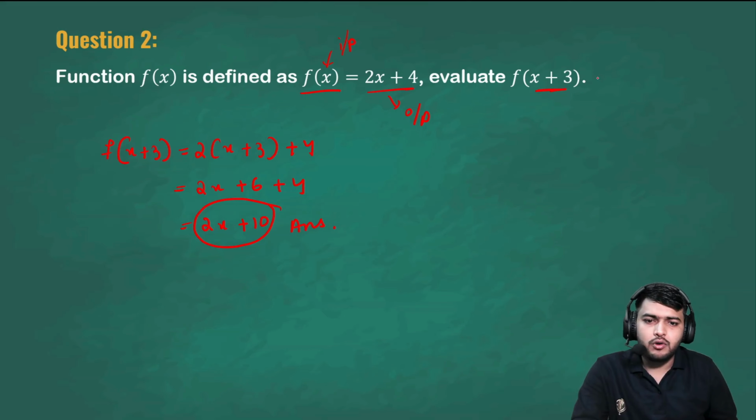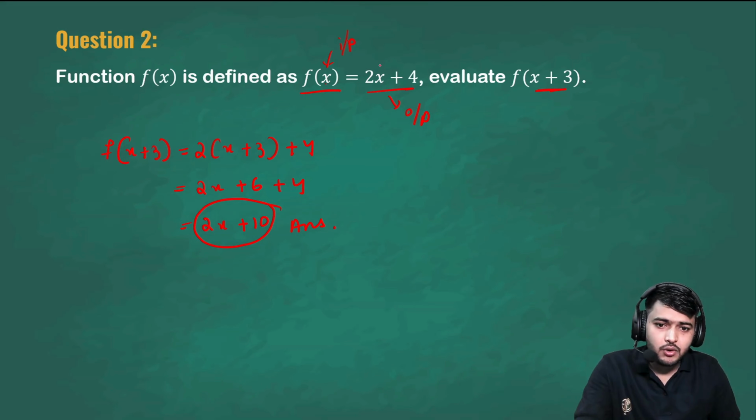If input is x, you get this as the output. Similarly, if input is x plus 3, you get this as the output. Right? You simply have to replace input with this. I hope this makes everything clear.